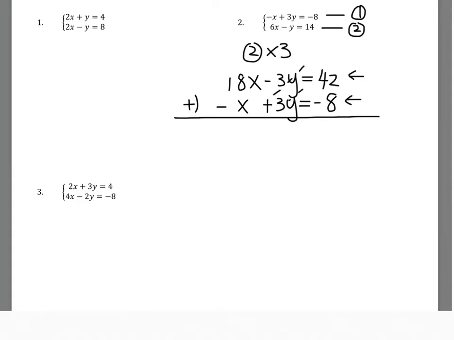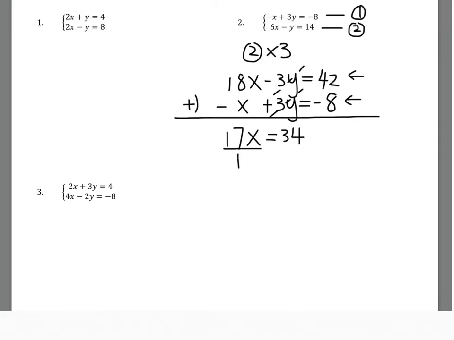My goal is to eliminate one of the variables. So 18x plus -x, I have 17x. 42 plus -8, that's 34. So again, I eliminate the variable y by adding them together because -3y plus 3y equals 0y. Now I'm down to 1 variable.